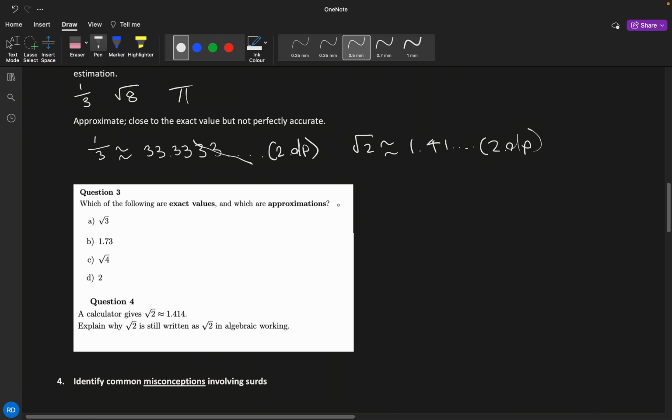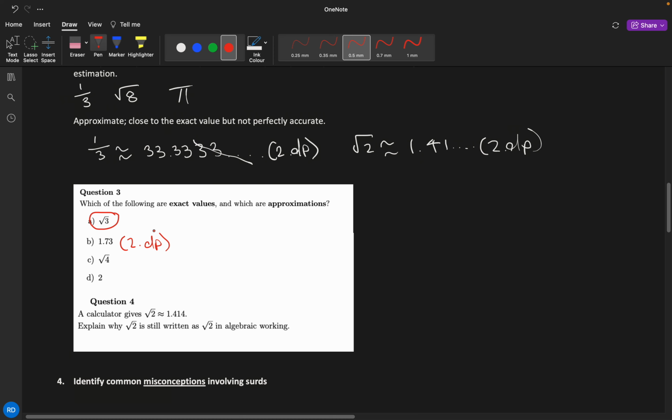Cool. And then these ones, I actually don't like this question. It's a bit of a trick question because of the way they've written it. So we'll go through it. I'll give you my opinion, but obviously root 3 is an exact value because it's written in root form. B, it says 1.73. I think they want you to say it's an approximation, but technically they should have 2 decimal points written there, which they don't. So 1.73 on its own is an exact value.